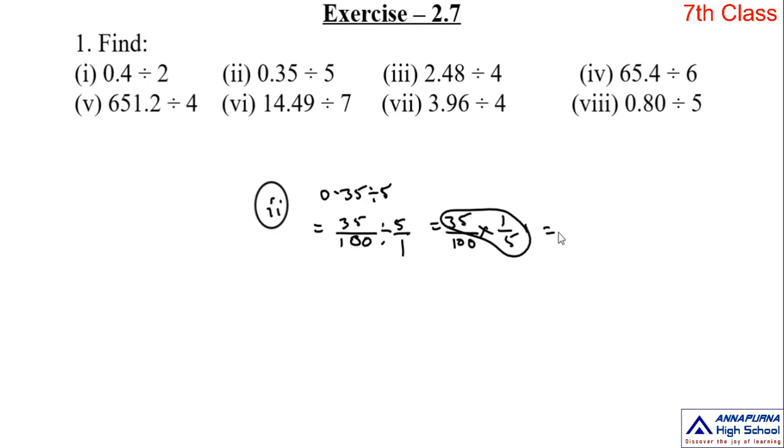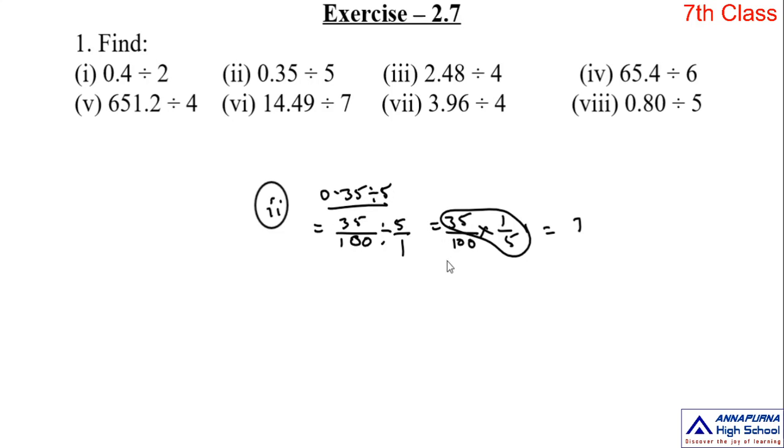35 by 5, how much? 7. In 35, 5 is 7 times. So it is equal to 7 by 100. Did you understand? Now consider the given problem. The point comes after how many digits? There are 2 digits to the right of the decimal point. Just observe it: 1, 2 digits to the right of the decimal point.